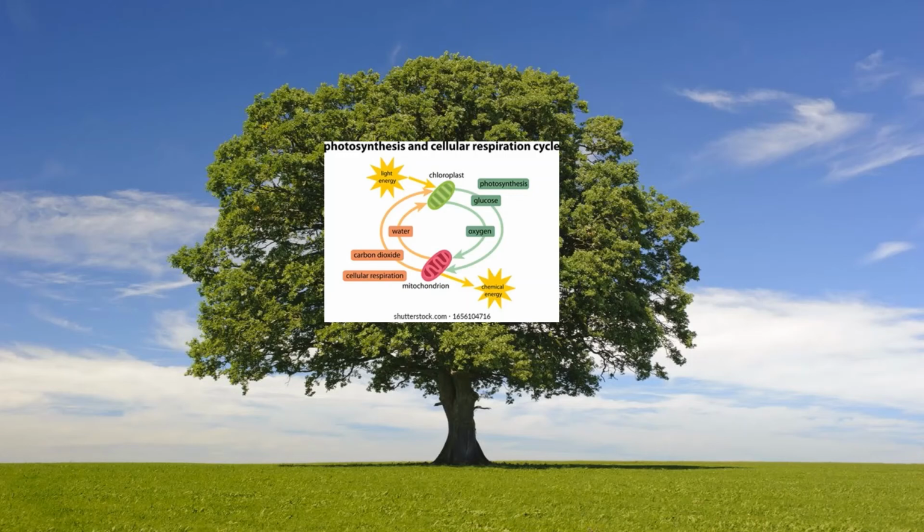Easy way to remember is that chloroplast or photosynthesis, that's always how you get food, and mitochondria or cellular respiration is what breaks down the food to get energy. So living things need both food and energy to survive. Plants can do that whole cycle on their own because they have chloroplasts.